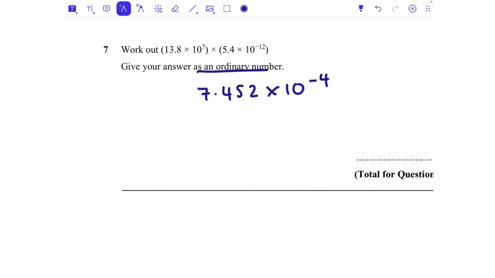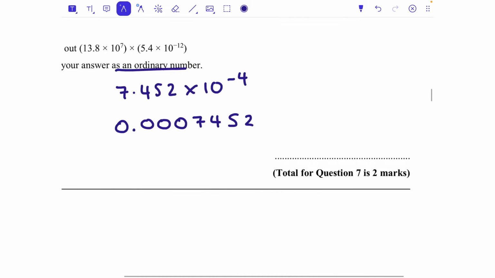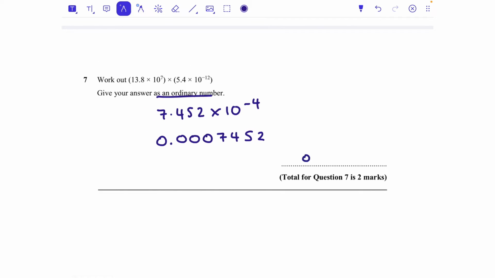We know that times 10 to the power of minus 4 is the same as dividing by 10, dividing by 10, dividing by 10, dividing by 10, 4 times. So it's going to be 0.000745. And that was the whole number, so we're going to write it all on the answer line. With negative powers, the number of zeros is always the same as the power, but with positive powers it isn't.